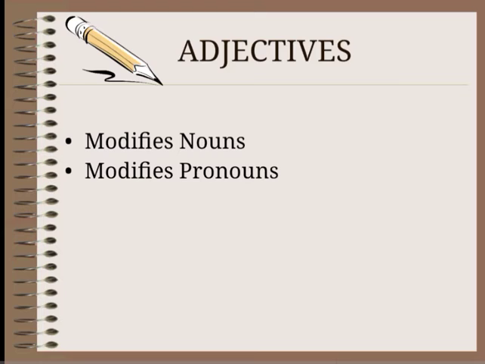The second category modifies pronouns. So, what is a pronoun? Sometimes the personal pronouns are there. There are 7 personal pronouns. We can say I, we, you, he, she, it, they. These are also called pronouns. It helps to modify the pronouns also. So, adjectives help to modify nouns and pronouns.